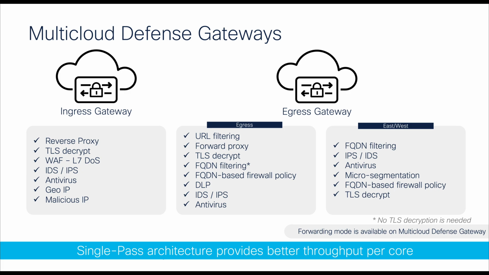But at a very high level, we provide features like proxy, TLS decrypt, WAF, IPS, IDS, antivirus, GeoIP, MalIP. All these security services are deployed as a single pass architecture. We don't work on adding complex service chaining. So all the features that you see are part of the single pass architecture. And using the single pass architecture, we get better throughput per core as well.